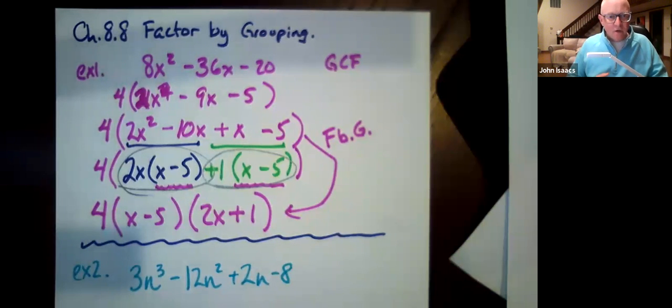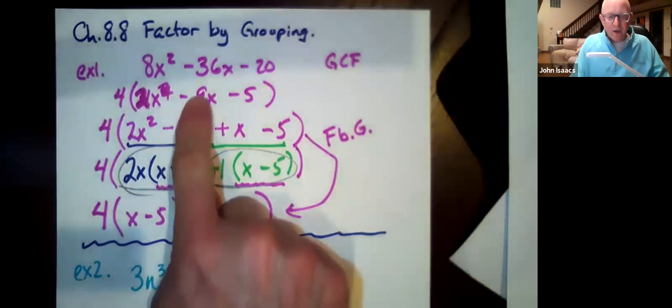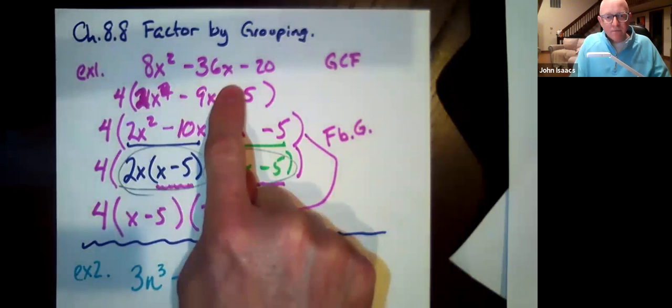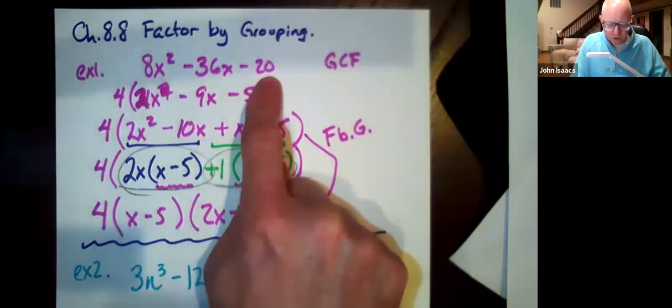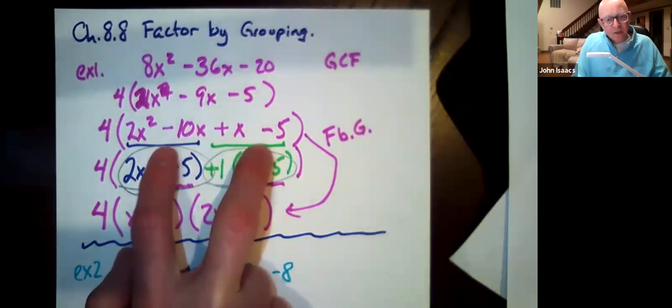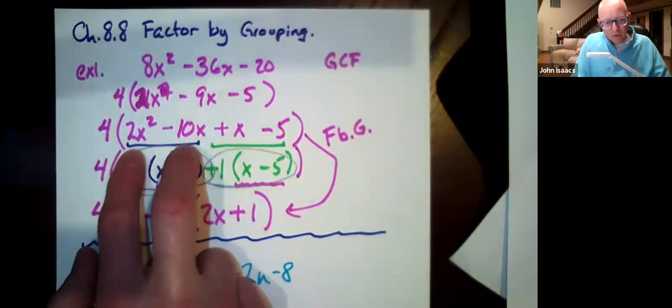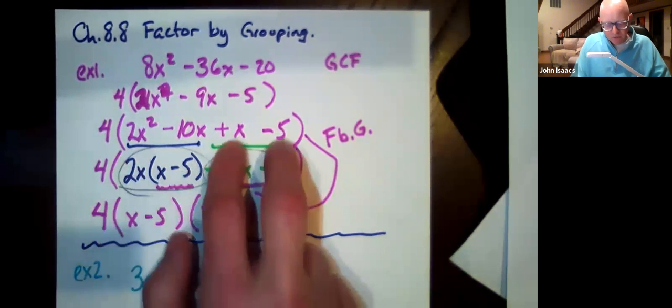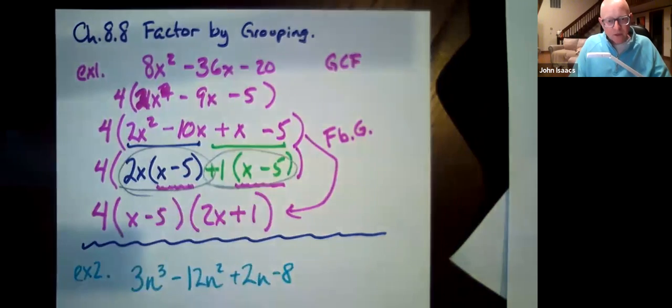In the last video, chapter 8.8, factor by grouping, we factored a quadratic trinomial that we split the middle term of, and then we had this 4-term polynomial that we factored the first 2 terms, factored the second 2 terms, and wound up with the greatest common factor.